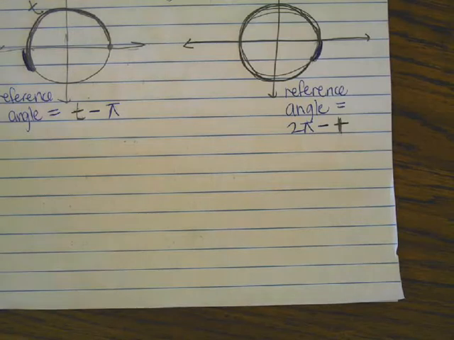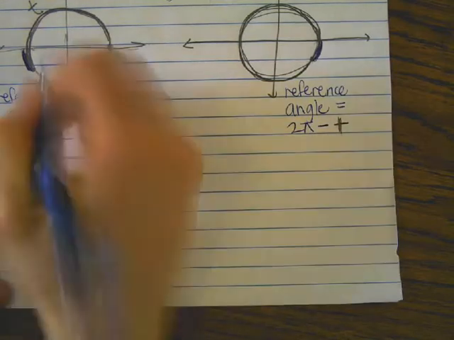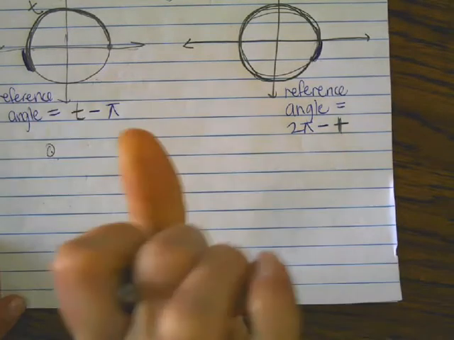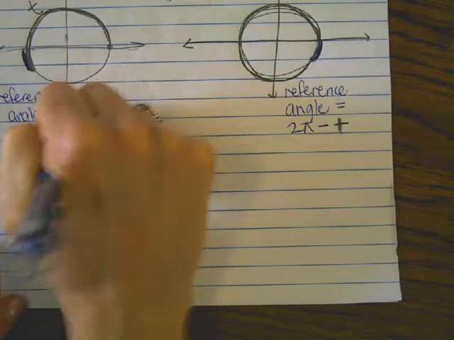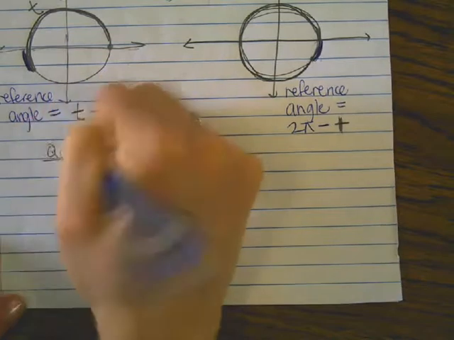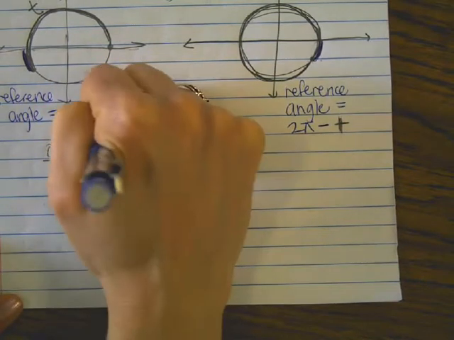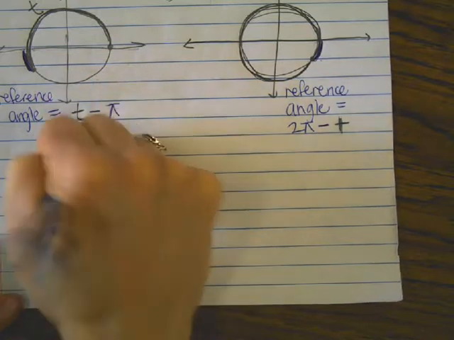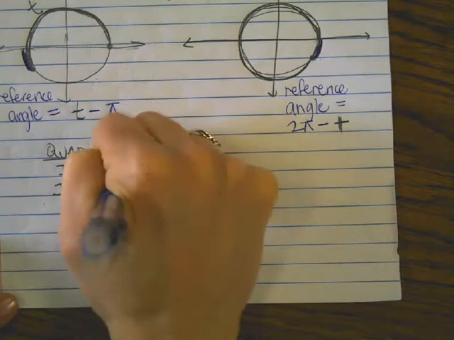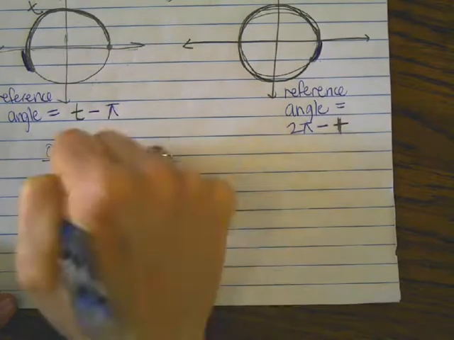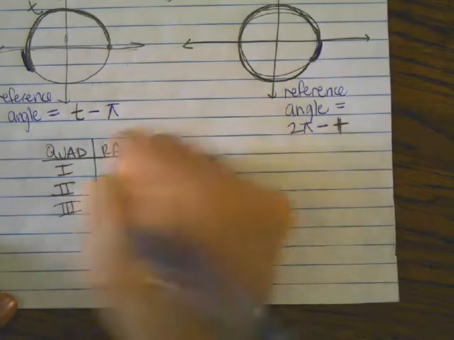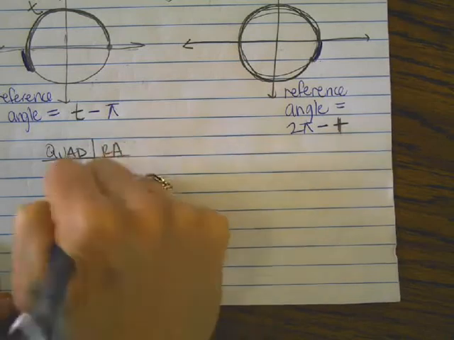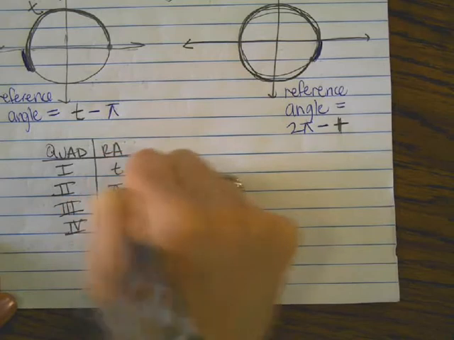So I'm going to write out here what my equations were for reference angle. I'll just write quad for quadrant, and then I'll write reference angles. In quadrant 1, it was just T. In quadrant 2, it was pi minus T. In quadrant 3, it was T minus pi. And in quadrant 4, it was 2 pi minus T.